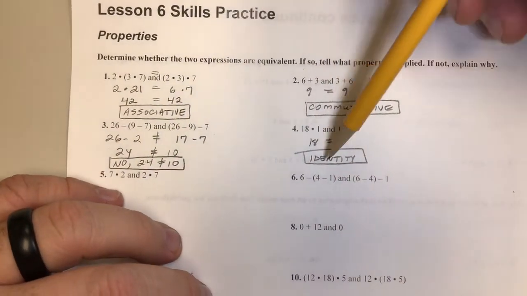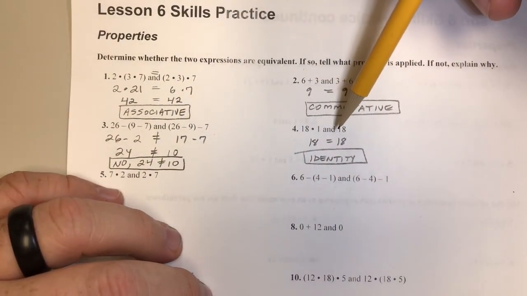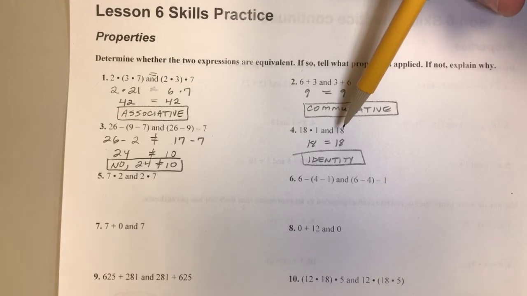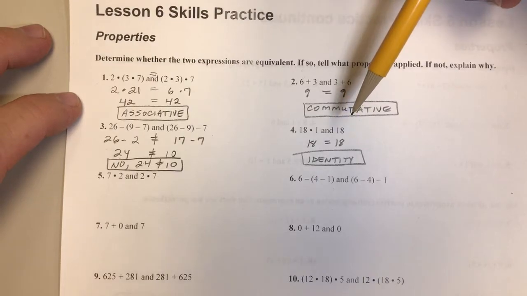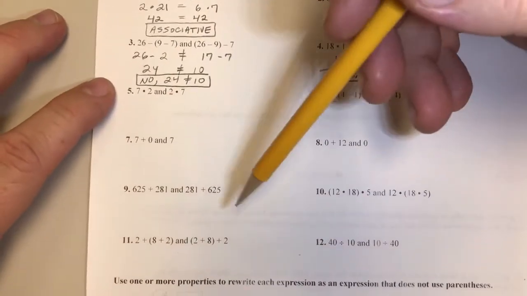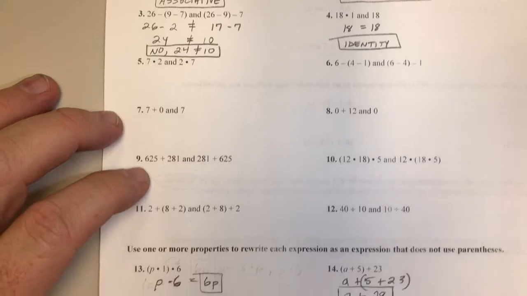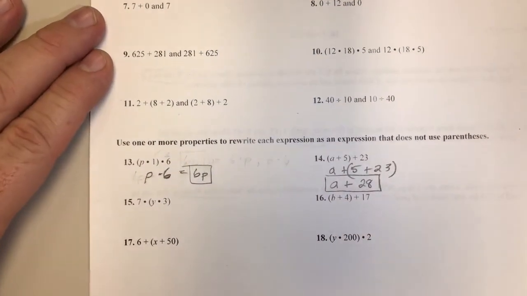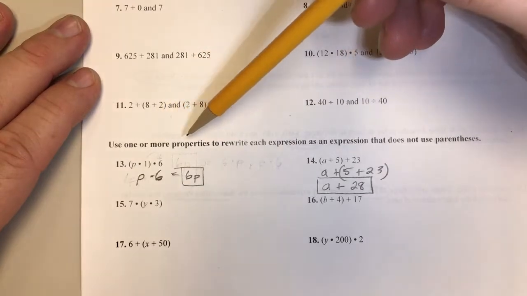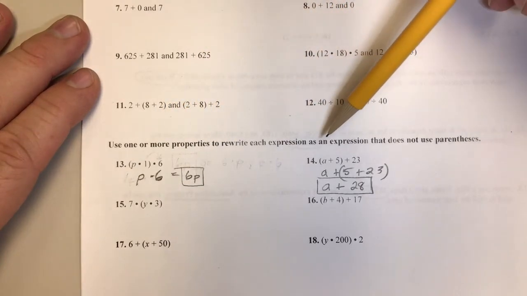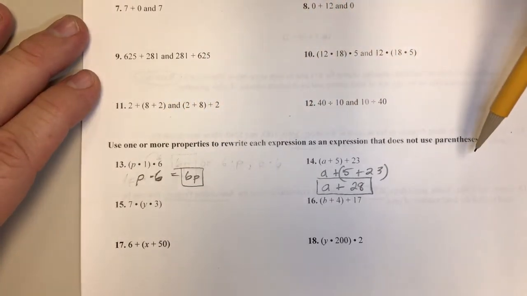You can see another one here using the identity property. And again, to figure that out, you just need to go back and pause the video on that table that I showed at the beginning to see which properties are being used as you go through and solve the rest. In these other examples down here, we don't have to list the name of the property, but it wants us to use the properties to rewrite the expression as an expression that doesn't use parentheses.